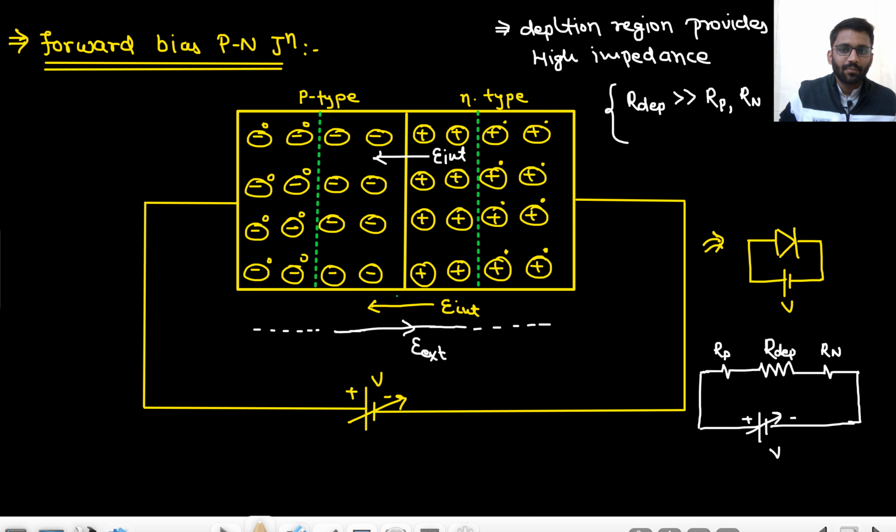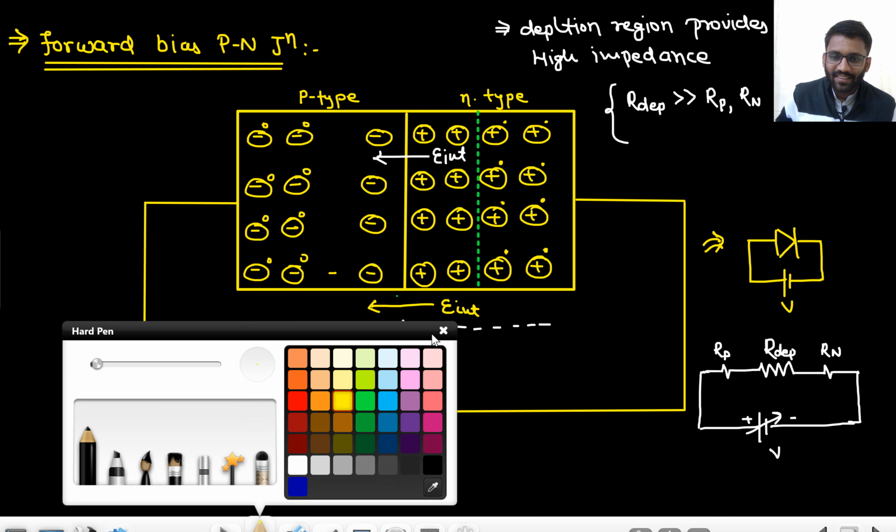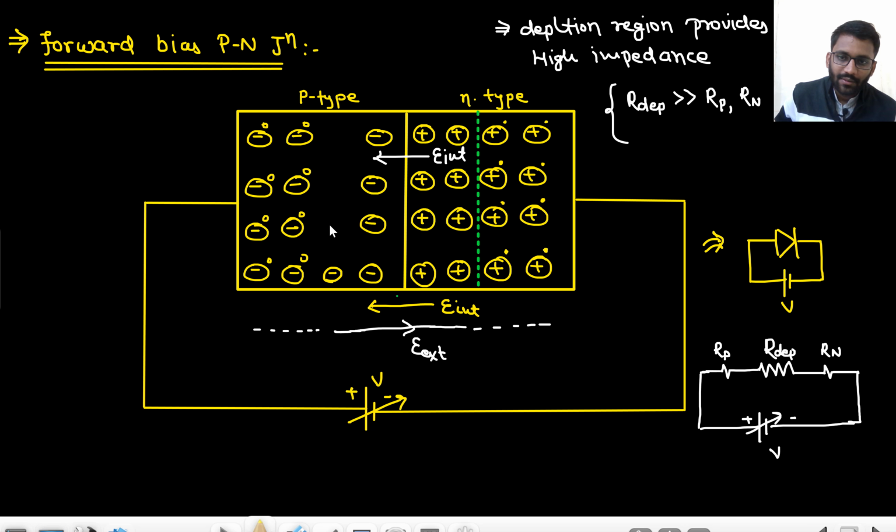So what is happening? Because of the applied electric field, now these holes will move and come here. These will move and come here. These will move and come here. Now these will move and go there, and this is how they will go there.